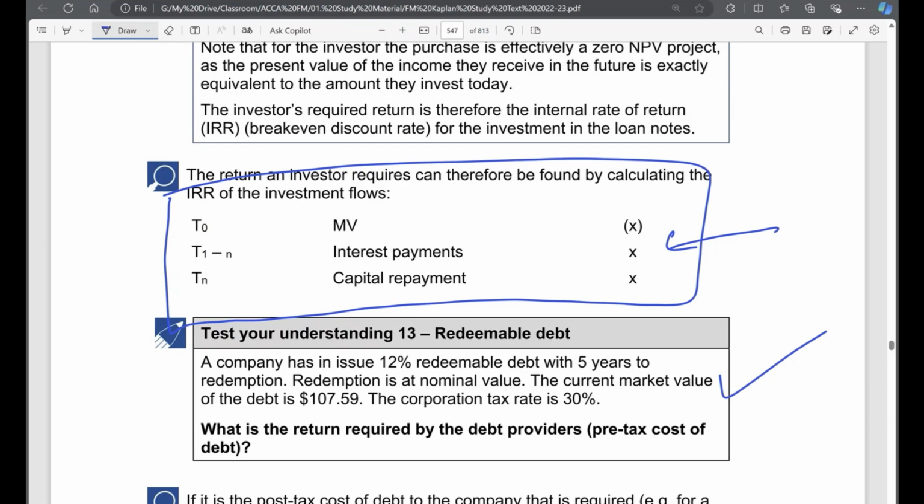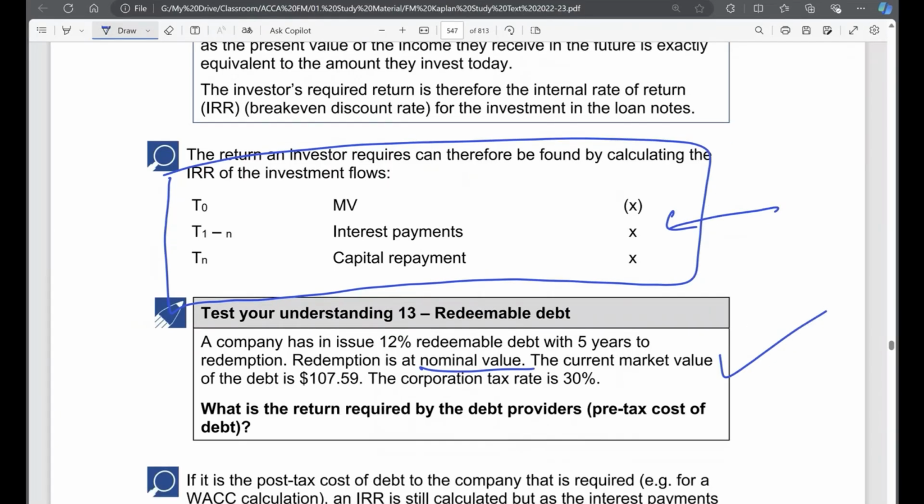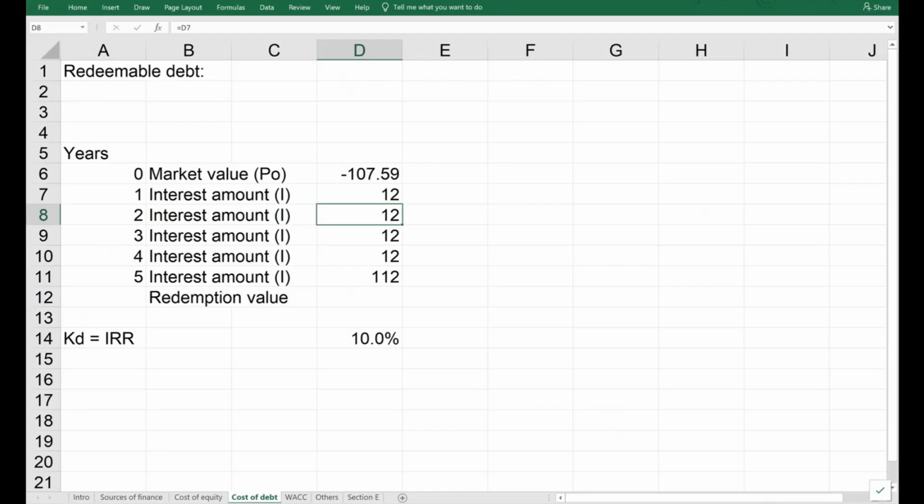And it will redeem back at what amount? If it's not mentioned, then definitely it's redeemed at par. By the way, it's mentioned here, redemption at the nominal value. Even if he doesn't mention it, we always assume that if it's not mentioned, it's redeemed at par. So in this case, 10% is the cost of debt, because 10% is the IRR you will get over there.